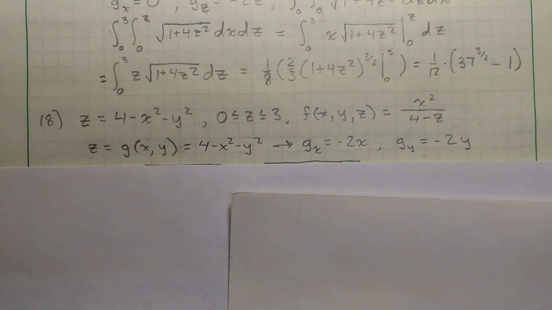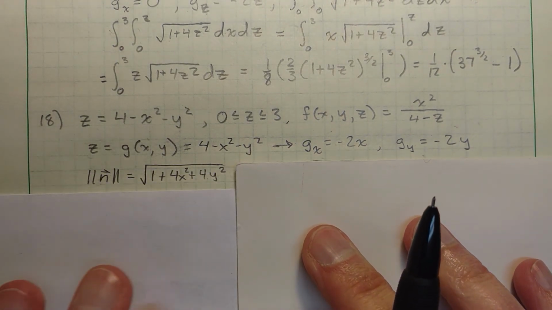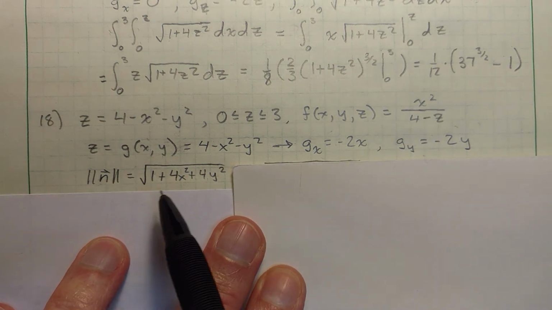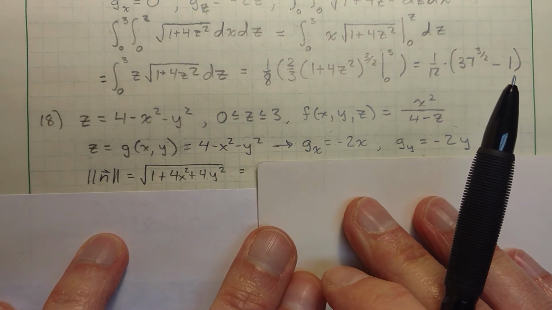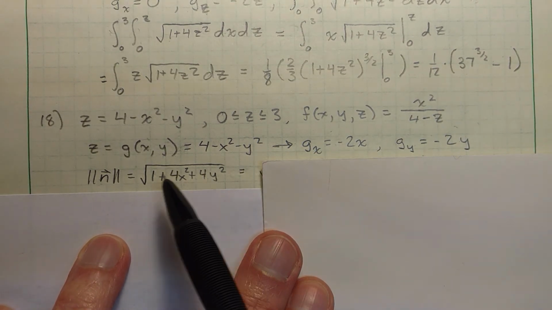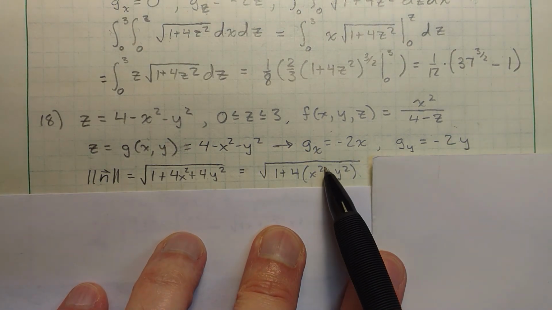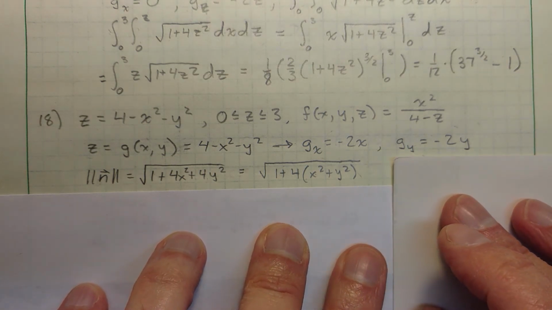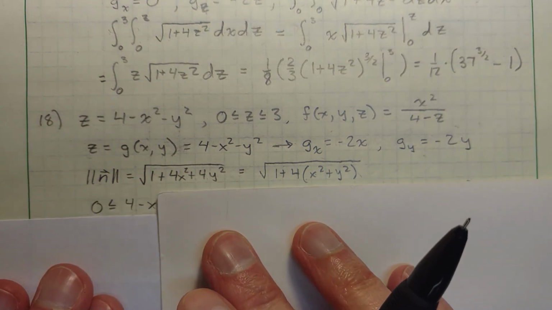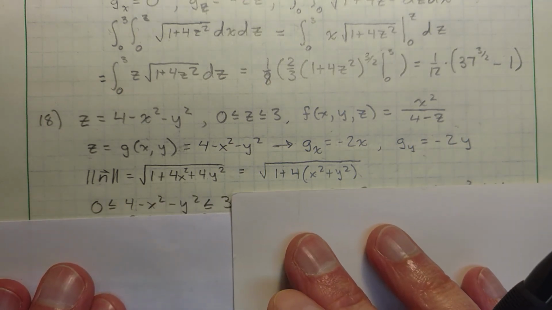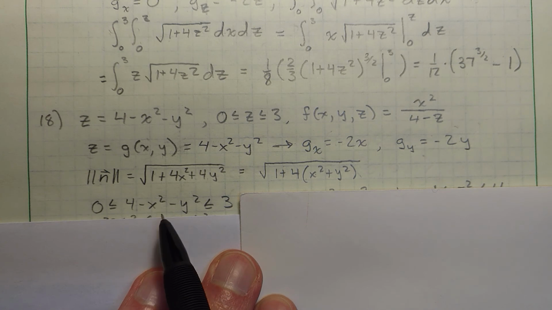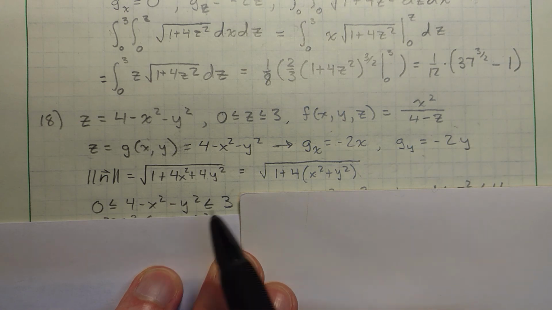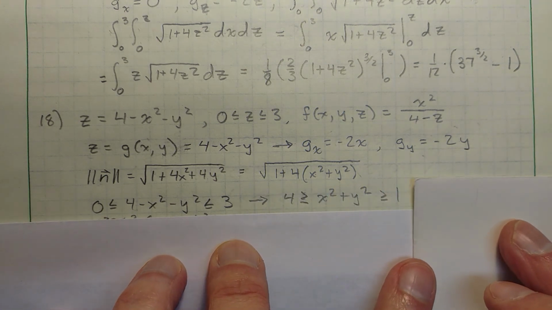So substituting into my formula, I've got to get the magnitude of my normal. So my magnitude of my normal there is just going to be this formula here. So simplify and factor the 4 out, and I get this x squared plus y squared. That is what we'll replace with r squared when we go to polar. So now notice I need to find my limits for x squared and y squared. So what I see here is, I could re-express this like that.